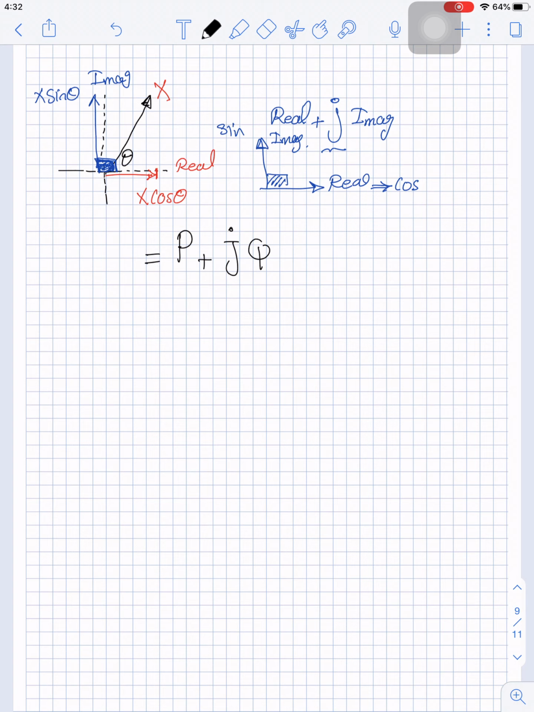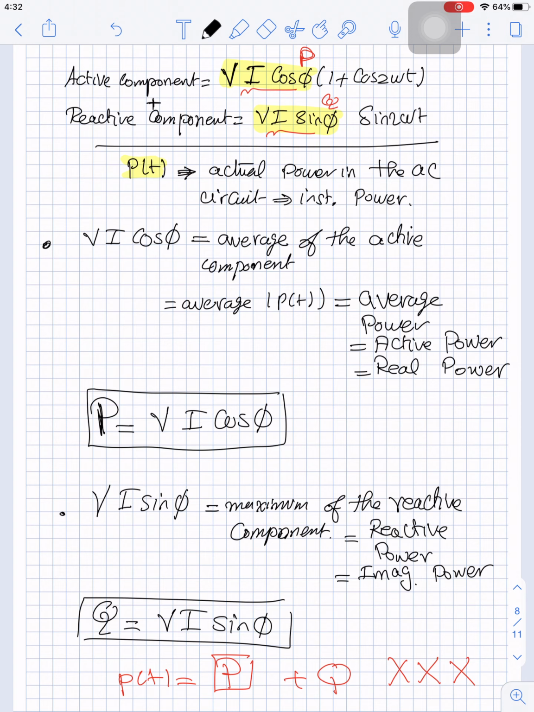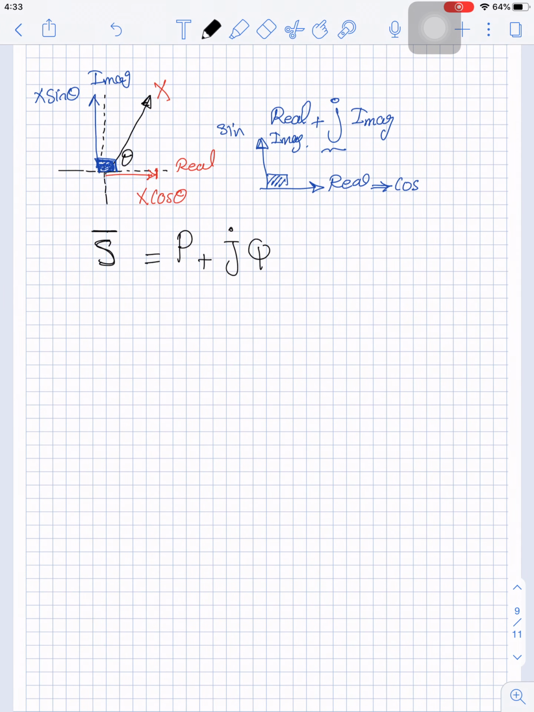And this will give us the power in the circuit, which we give the name S vector. Why vector? Because it's a function. It has magnitude and angle. So P of t is a function, and this function has a magnitude and angle. That's why it's a vector. We call this power the complex power, and this complex power is the actual power in the circuit. So if you measure the power in the circuit, you will measure the complex power, S vector.